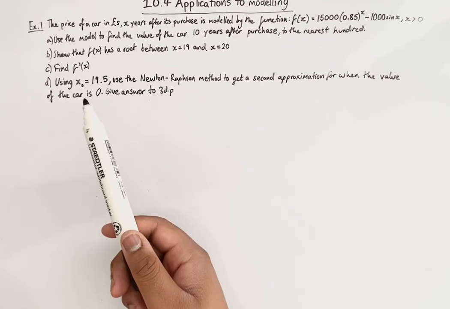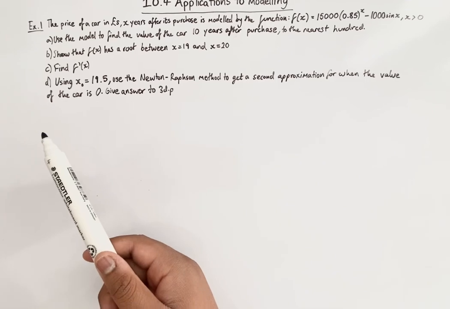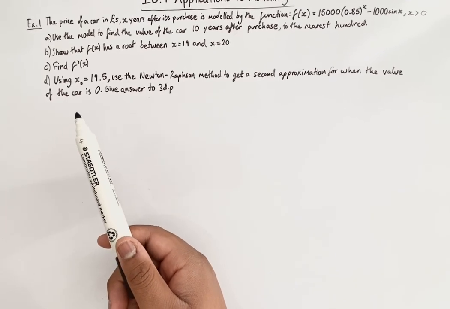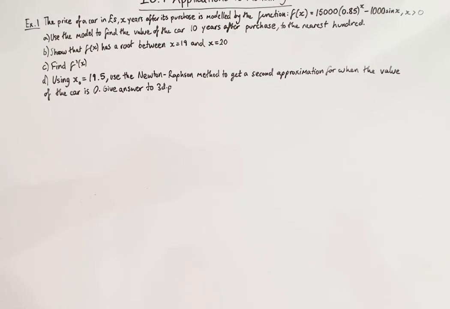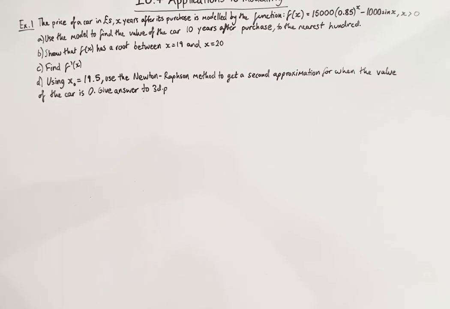Find f prime of x, the derivative of f of x. And then part D. Using x0 is equal to 19.5, use the Newton-Raphson method to get a second approximation for when the value of the car is 0. Give your answer to 3DP.